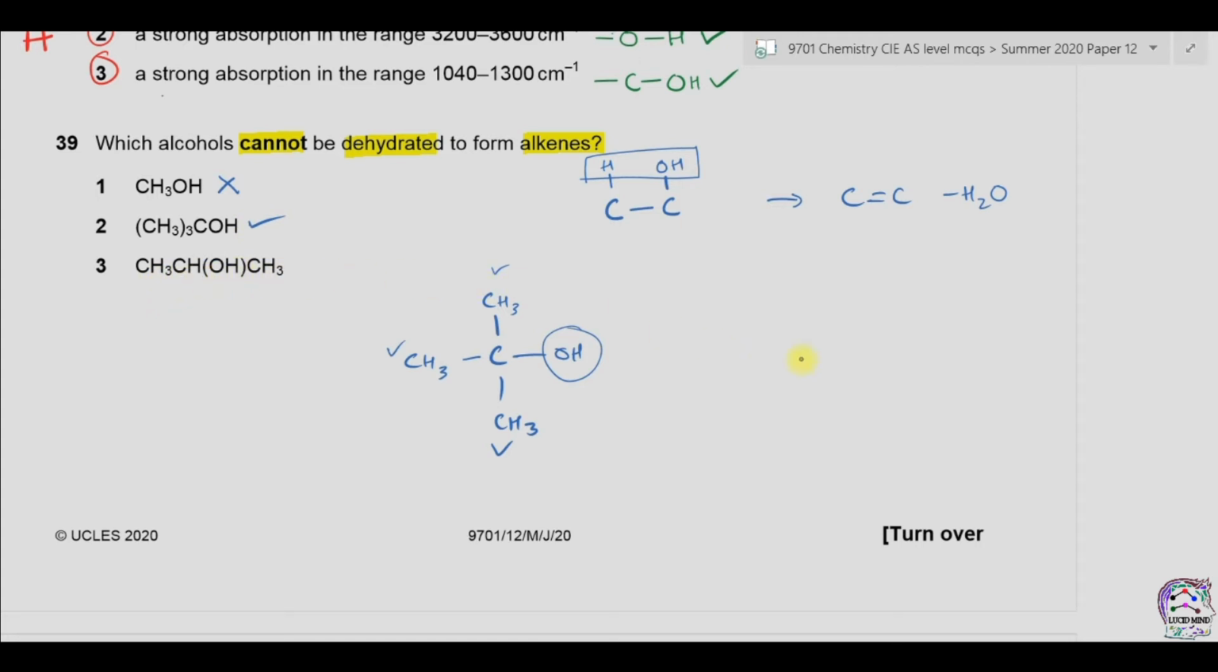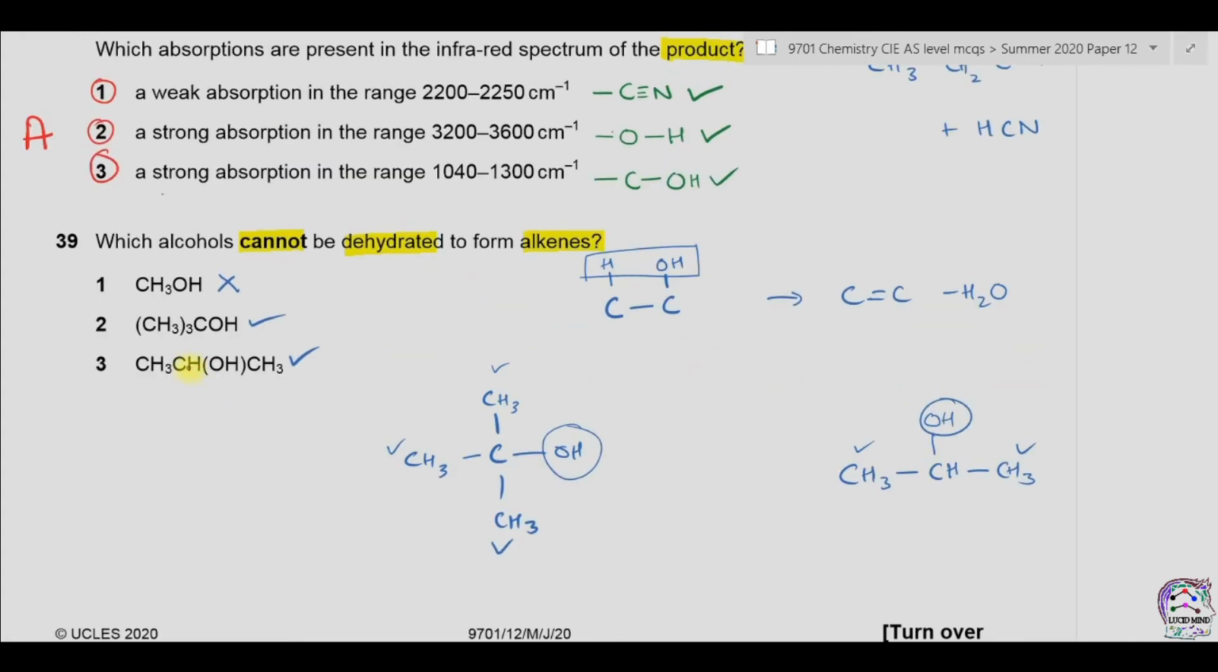3 is the secondary alcohol. It is CH3, CH3, and the OH group is present on the second carbon atom. Now the OH group will be removed from this carbon and hydrogen can be removed from this CH3 or from this CH3. So therefore there is the possibility of making a double bond or alkene. So we can say that both 2 and 3 can form alkenes. But the question says which alcohols cannot be dehydrated. So therefore the only option that is correct will be 1, and the answer is D.